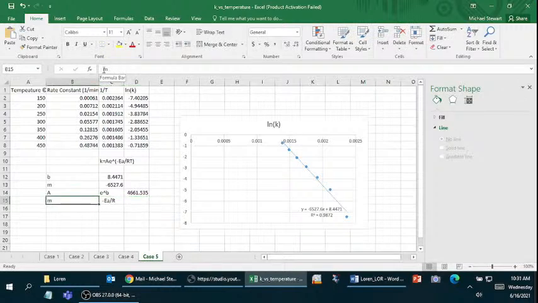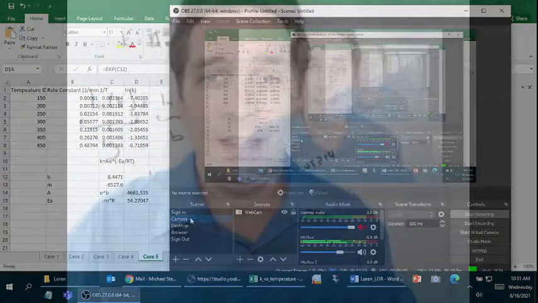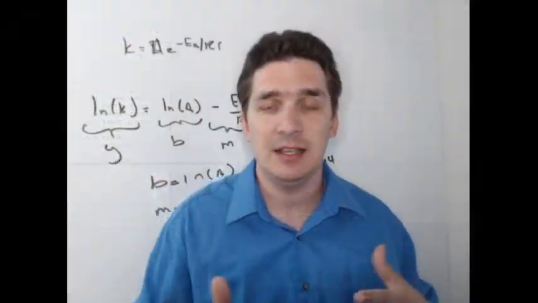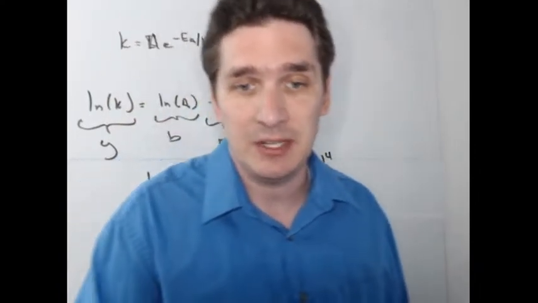So then, in order to solve for EA, it's going to be negative m times R. So it's going to be negative that number times 0.008314. So the activation barrier here is 54.3 kilojoules per mole, and your pre-exponential factor is 4,660. And that's what you do for all of them: you just convert K to ln of K, temperature to 1 over temperature in Kelvin, get these linear plots, and extract out the activation barrier and the pre-exponential factors.